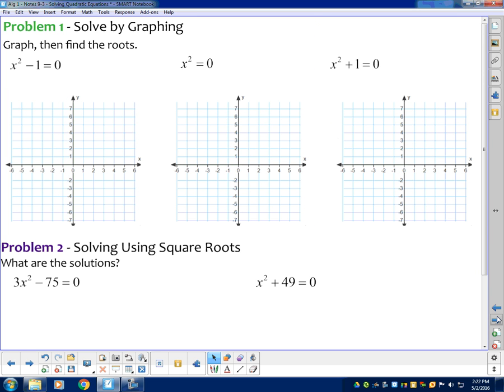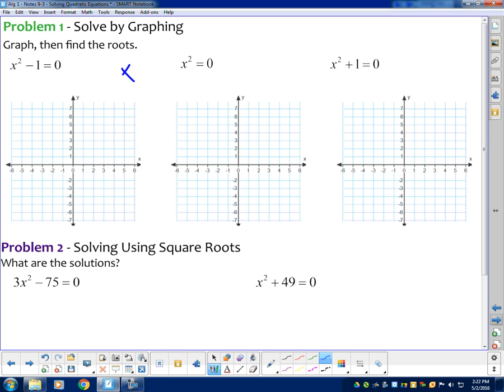Alright, we're going to solve by graphing. So it says graph, then find roots. This is going to build on what you were just working on, graphing quadratics, graphing parabolas. We did that in 9.1. It says graph, then find the roots. Now I just showed you how to solve the equation, so you could also do that. But we're going to graph by just trying some values here.